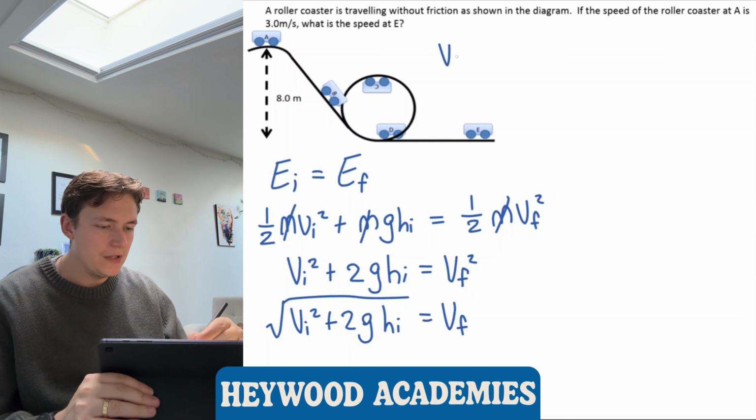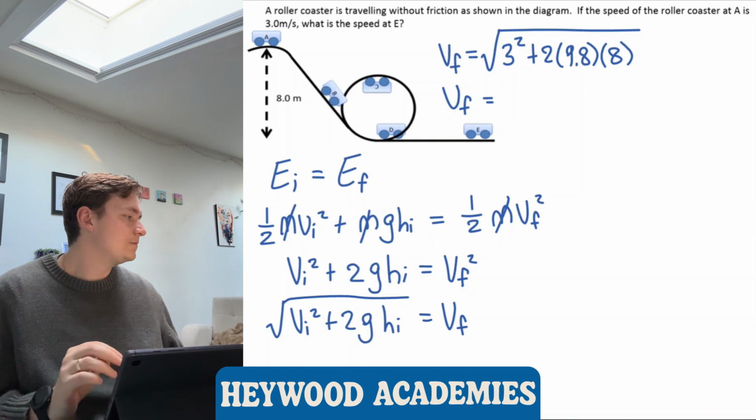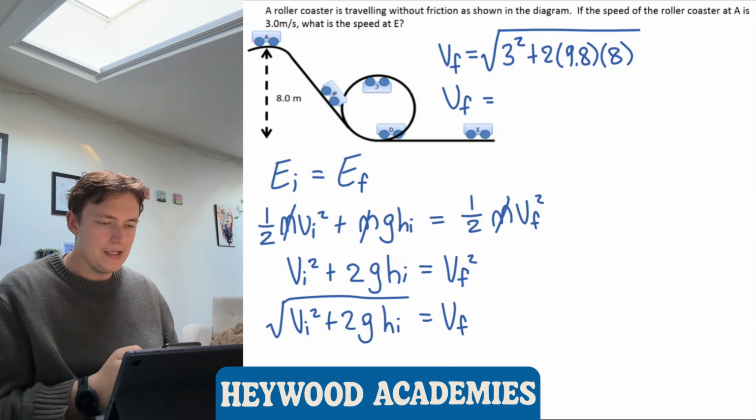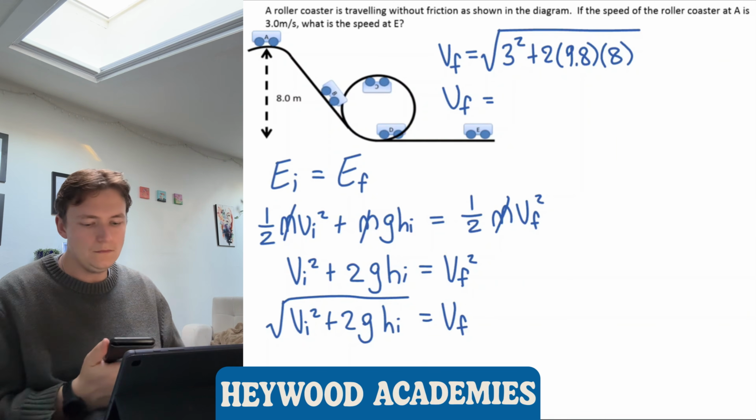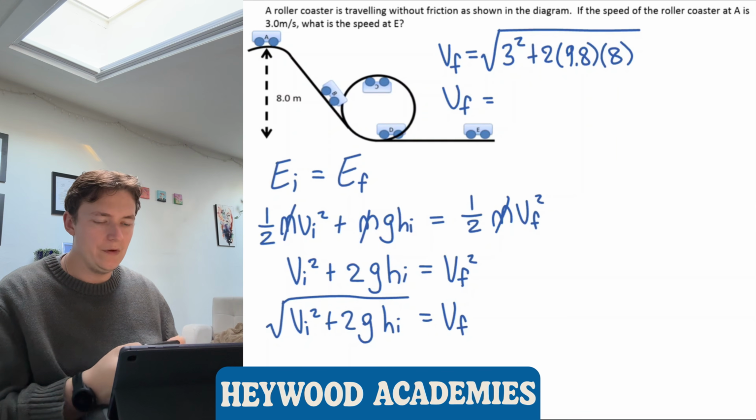Okay, then we can go and plug in our numbers, do that up here, get a little bit more room. So v initial, so that's going to be 3 squared plus 2 times 9.8 times that initial height of 8. Okay, now we'll plug this in the calculator to see what we get, which gives us about 12.9 meters per second.